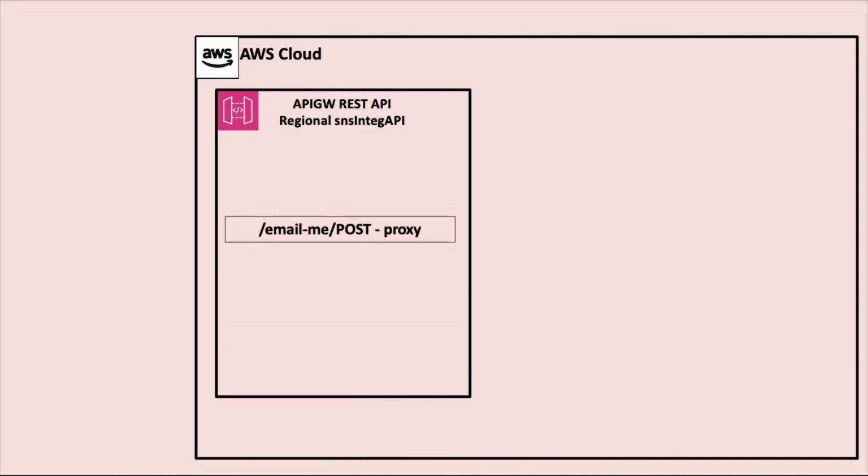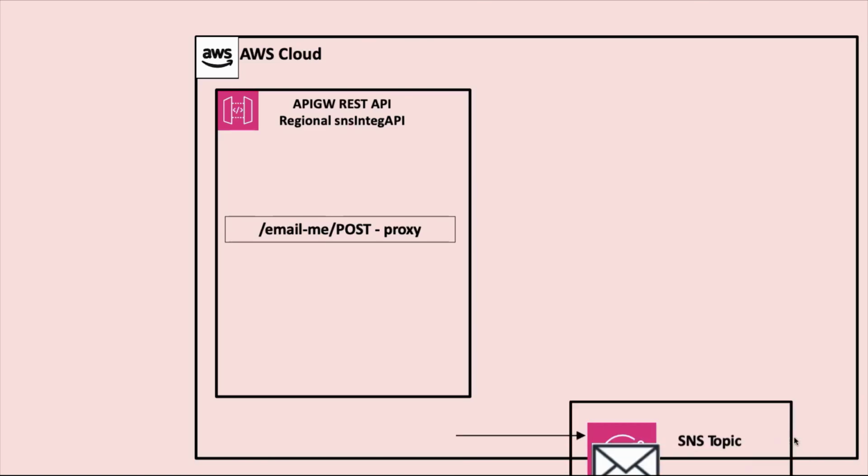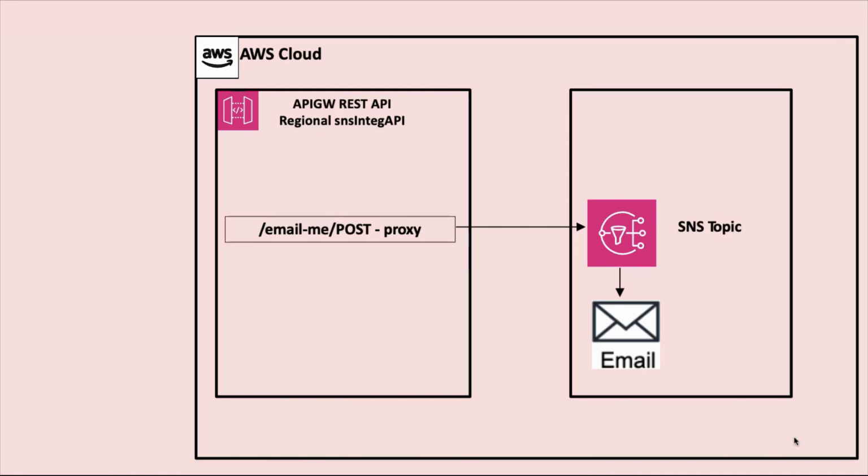Then we will have one resource called email me, which is having one method, post. The integration type is AWS integration. So that means we're directly talking to the AWS services. In this case, we will have an SNS topic, and for it we have one subscription, which is email. So that means whenever a message is sent to API Gateway, that message will be published to the SNS topic and an email will be sent.